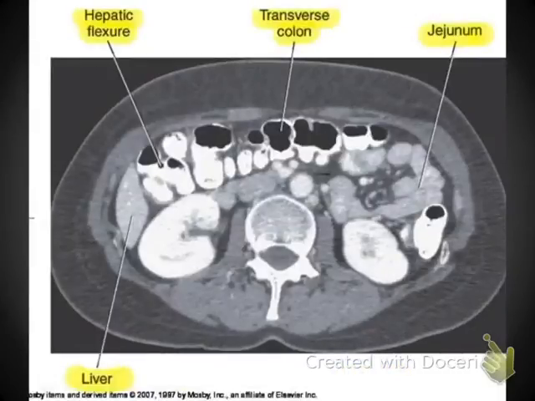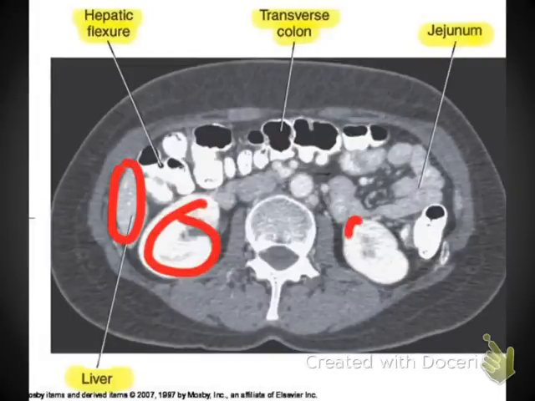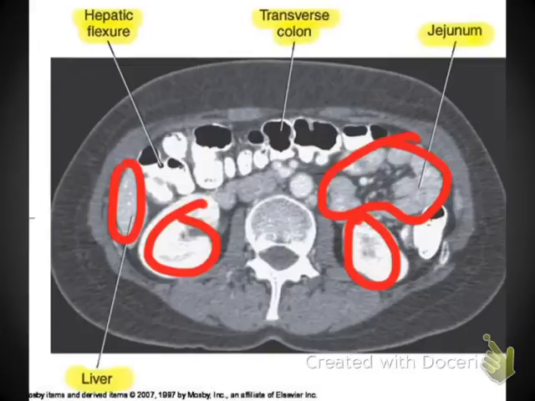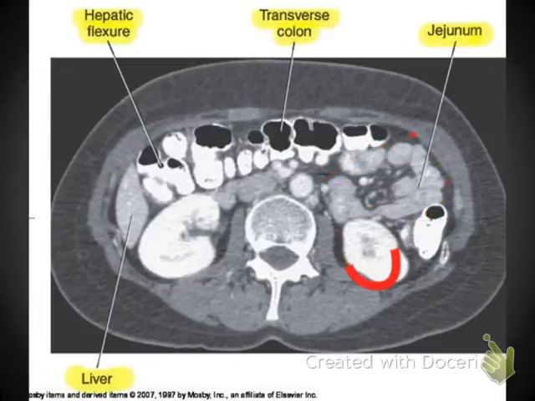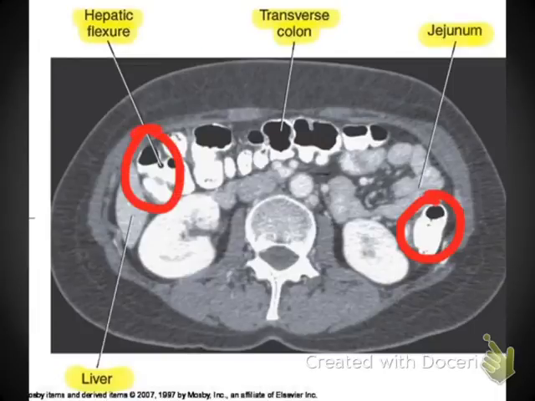Let me go back one image. Here we have the kidneys, liver, and there's the left kidney. We have the jejunum, located in this area based on the feathery appearance. We don't really see the ileum. So let me erase everything here. And we have what probably is the descending colon here. We got the hepatic flexure there, and we got the transverse colon going this way.